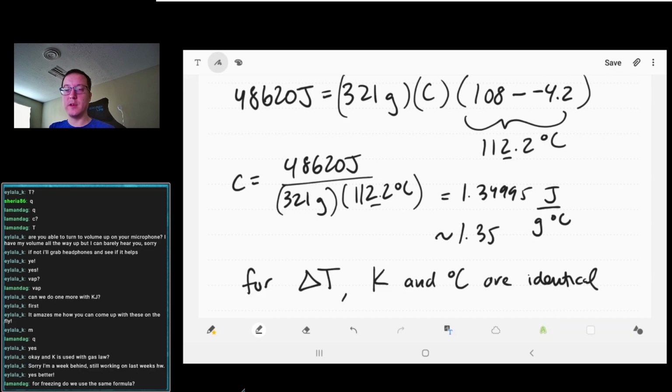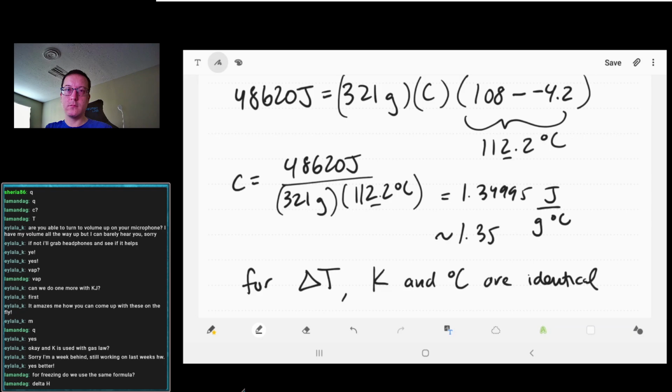Yep. Freezing and, same formula as, do you mean the delta H thing? Or the KF thing? Yeah, you would use the same formula except you use delta H fusion instead. That's it. That's the only difference.